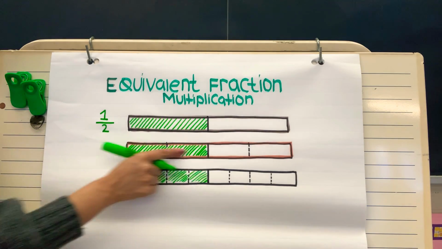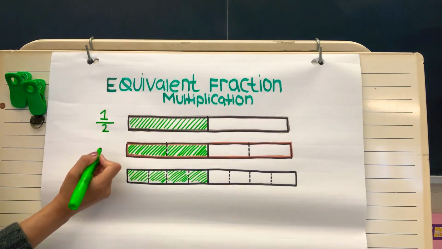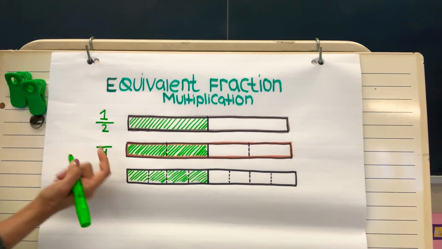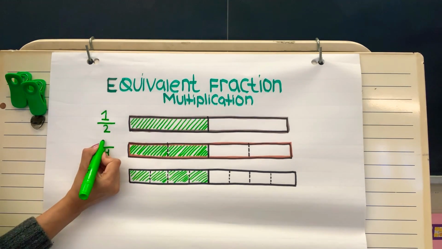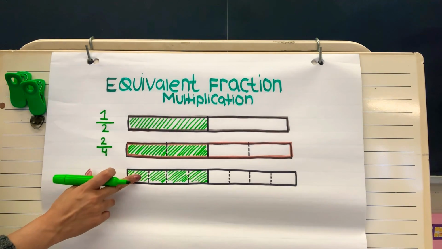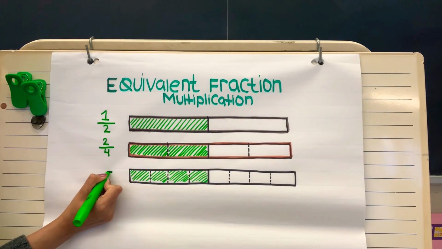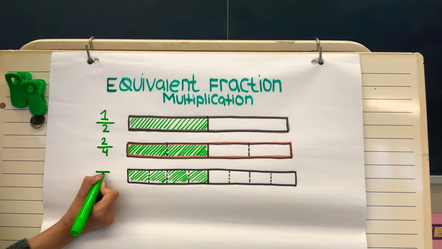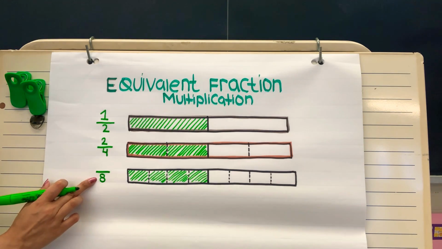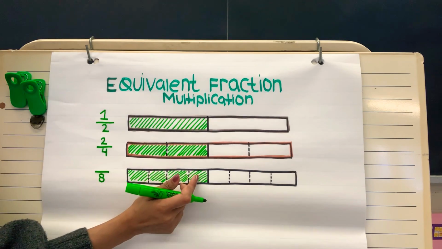Now let's look at my second bar. How many parts do I have? 1, 2, 3, 4. So my denominator would be, say it if you know it, 4. How many parts are shaded? 2 parts are shaded. Then how many parts do I have in my last one? 1, 2, 3, 4, 5, 6, 7, 8. I have altogether 8 parts. So 8 will be my denominator, my bottom number, and the numerator would be 4.